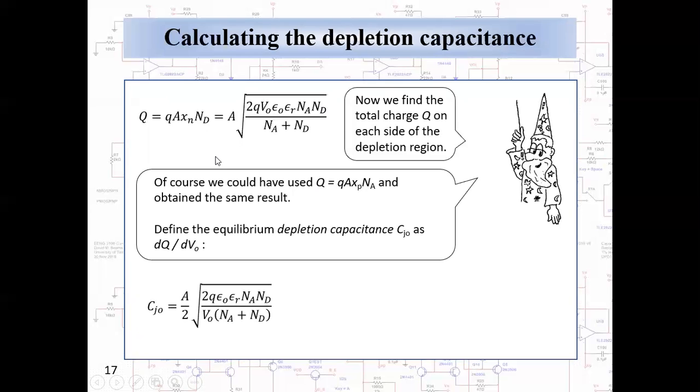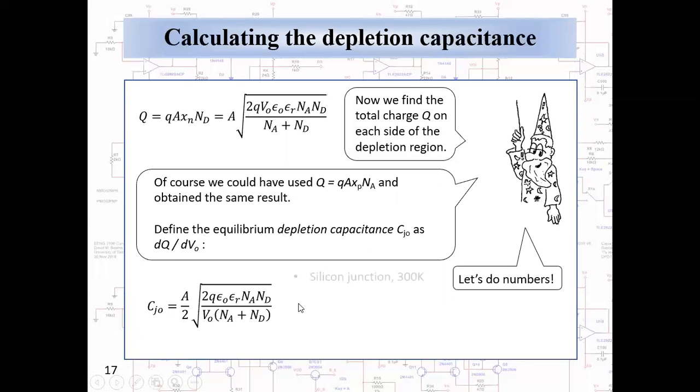Now let's define the equilibrium depletion capacitance C_J0 as dQ/dV_0, d capital Q, I should point that out. And if I carry out the differentiation, we get this expression, and we define the equilibrium depletion capacitance in this way. We're linearizing the capacitance around the point V_0.